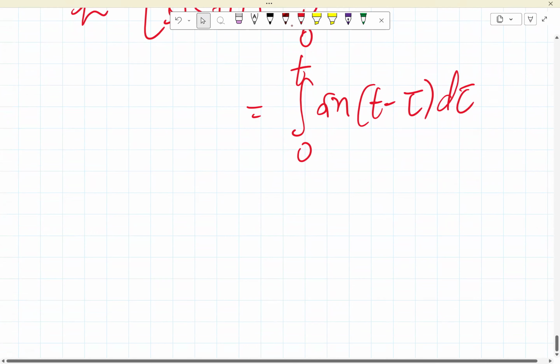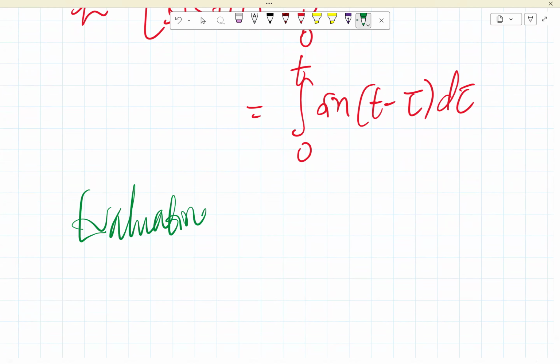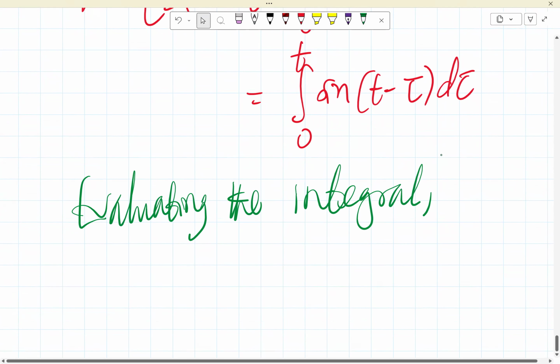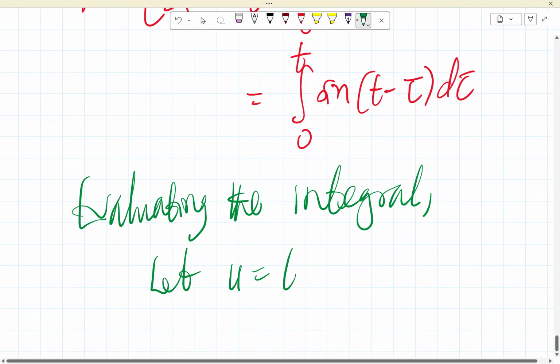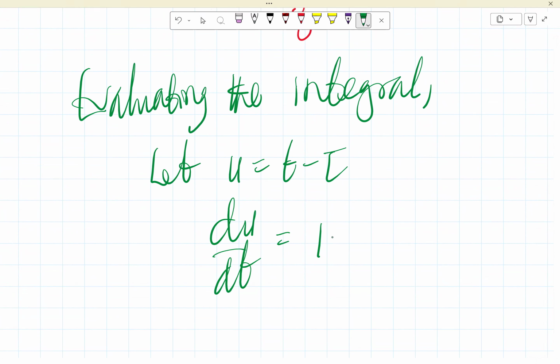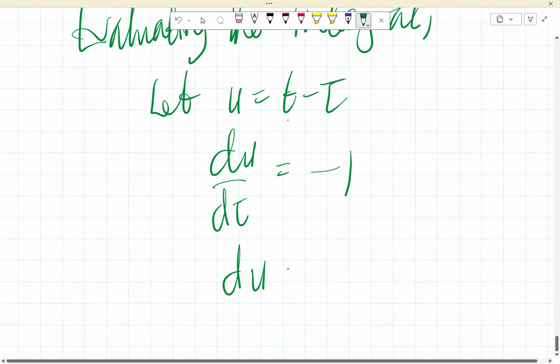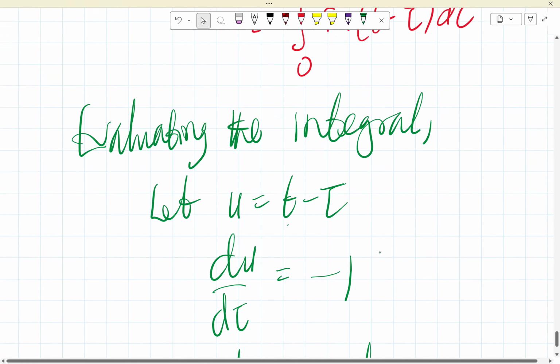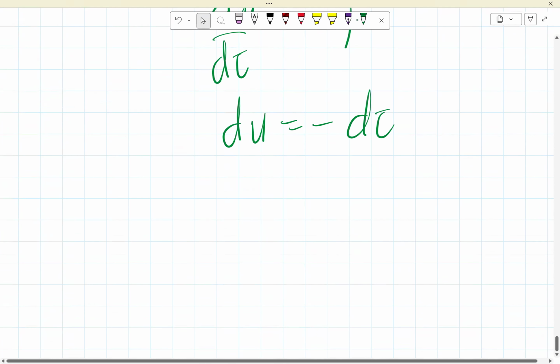So we need to evaluate the integral. We can let u be t minus tau. That's substitution. Then du d tau will have to be minus 1, because t is constant here and tau is the variable. So that means that du is equal to minus d tau. Okay? Du is minus d tau.